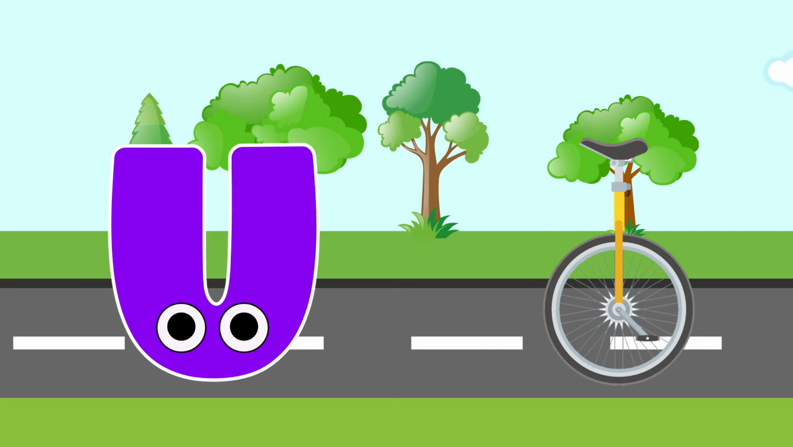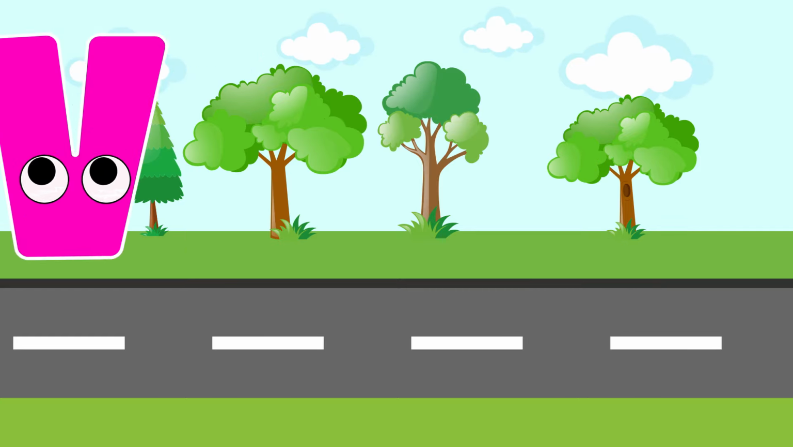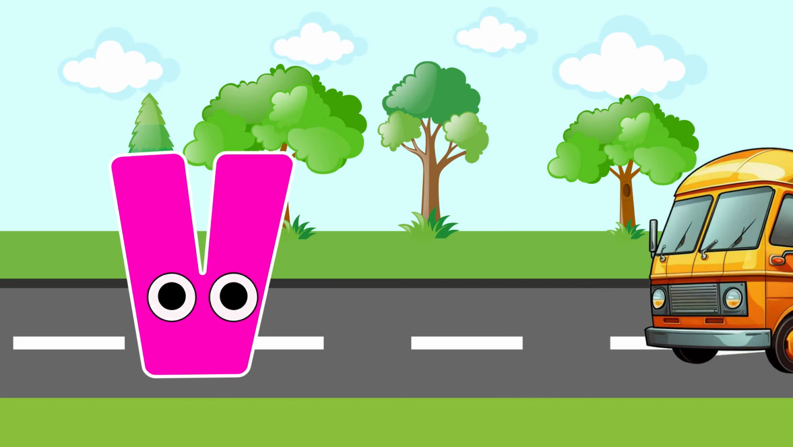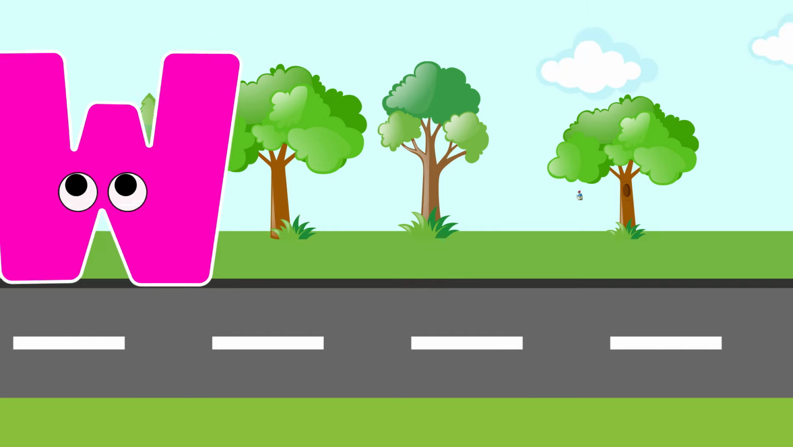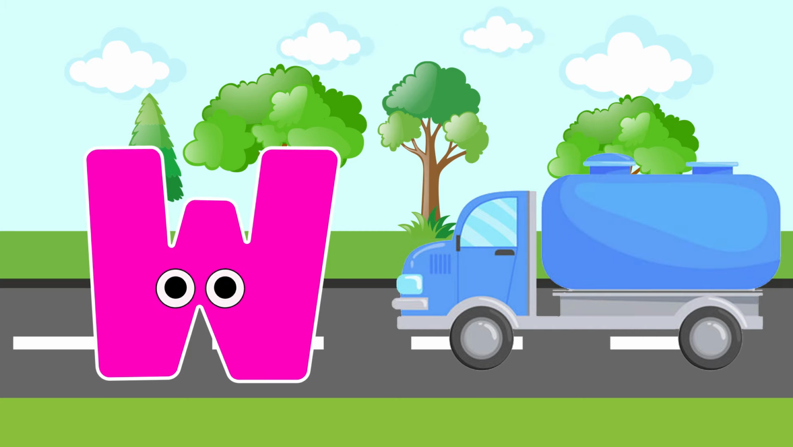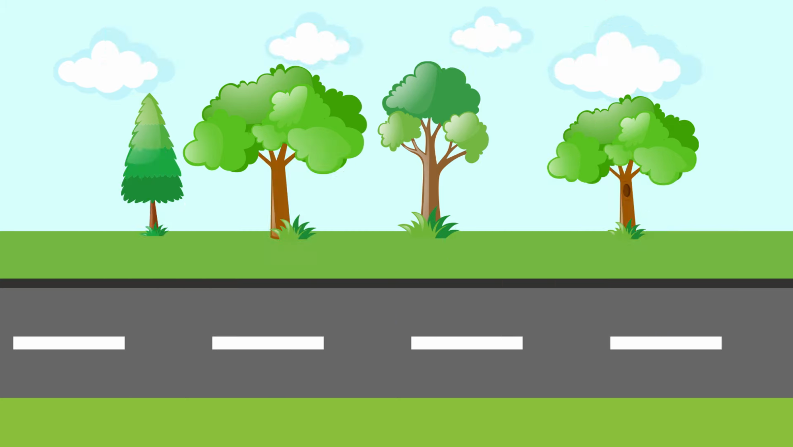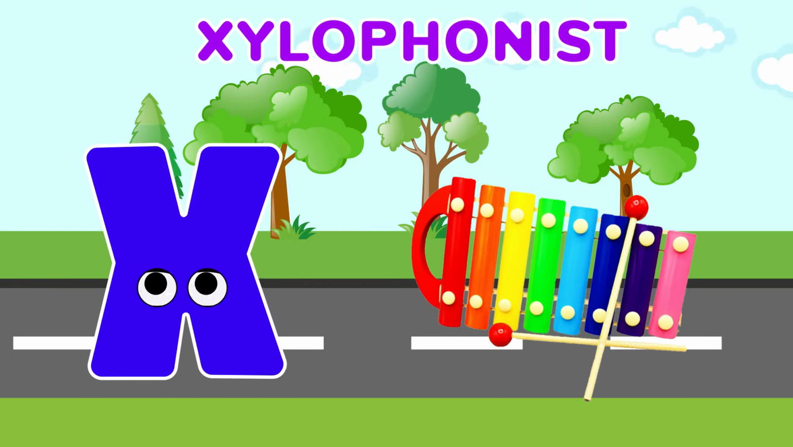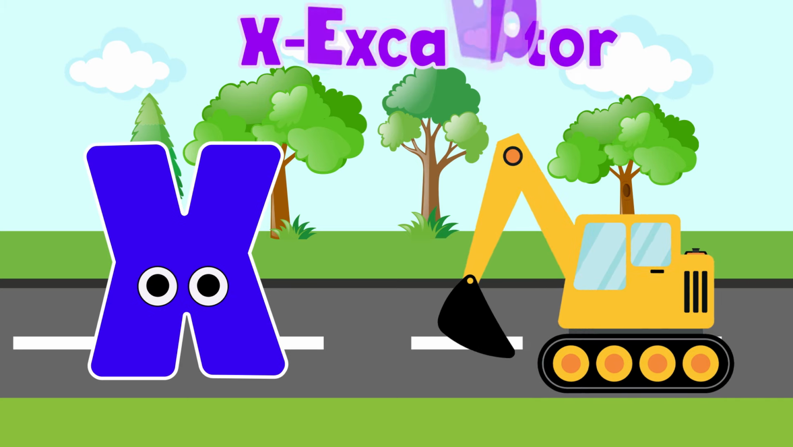Umpire. U is for unicycle. Unicycle. V is for vendor. V, v, vendor. V is for van. V, v, van. W is for welder. W, w, welder. W is for water tanker truck. W, w, water tanker truck. X is for xylophonist. X, x, xylophonist. X is for excavator. X, x, excavator.